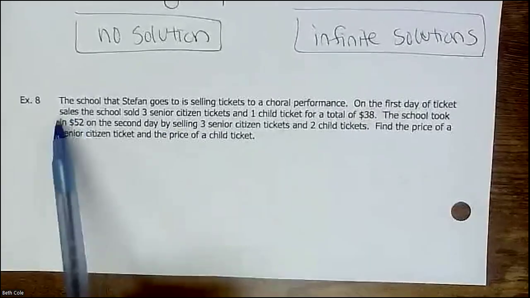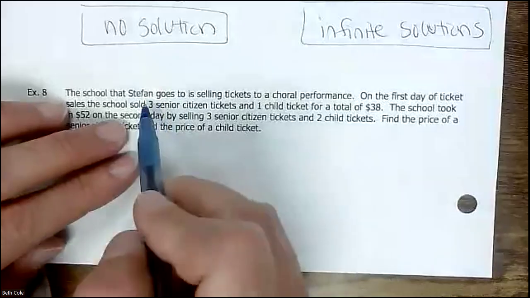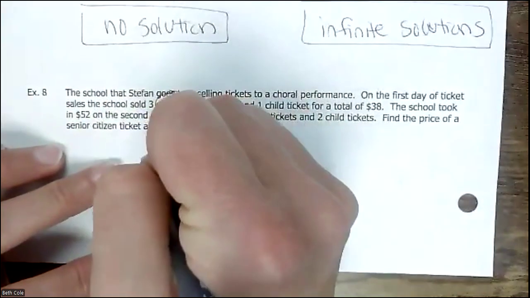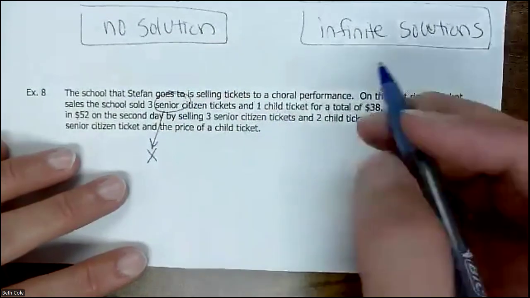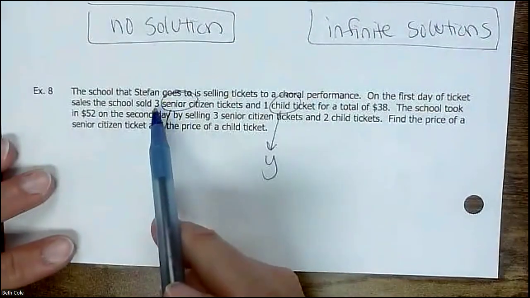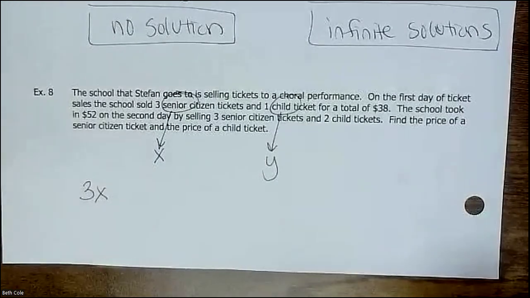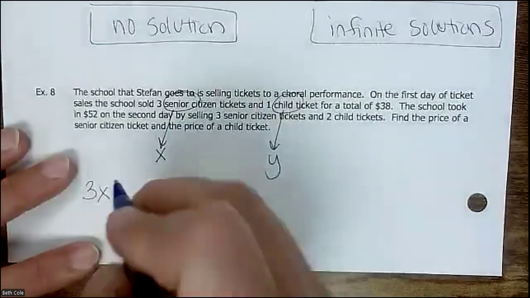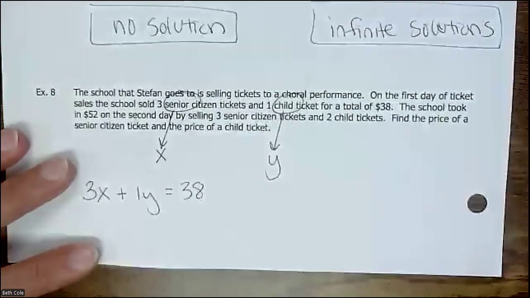Let's read. The school Stefan goes to is selling tickets to a choral performance. First day of ticket sales. We sold, are you with me here? 3 senior citizens. So I'm going to let senior citizen be X. And then what's the other type of ticket we have? Child. So I'm going to have child be Y. Okay, that's the first thing that you do. So let's set up our first equation. It would be 3x, good. You don't overthink it. You're just kind of putting it all together. Plus 1y, good, equals how much money? 30, good. You just have to read. Put it all together. All right.